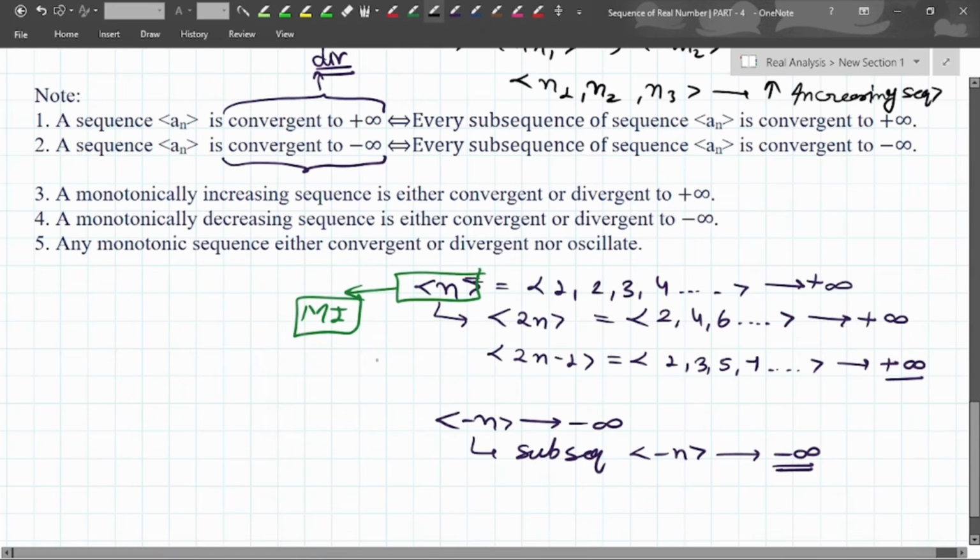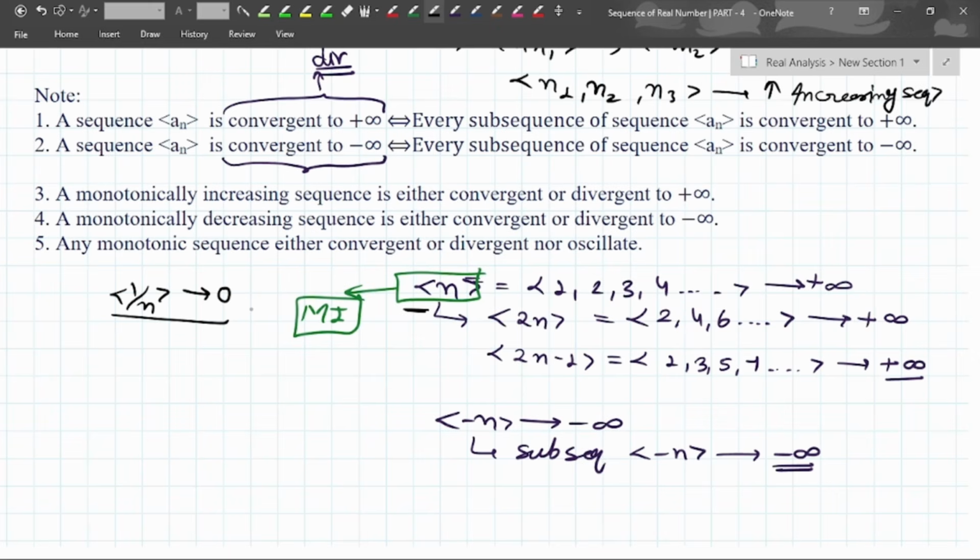Every monotonic sequence, this is my monotonic sequence. Let's say this is again my monotonic decreasing sequence. Monotonically decreasing sequence, it is converging to zero. It means every monotonic sequence is either convergent or divergent, but it will not oscillate at any cost.